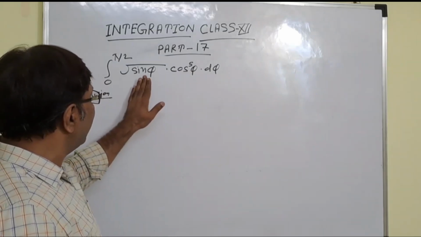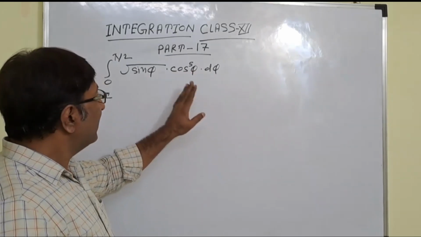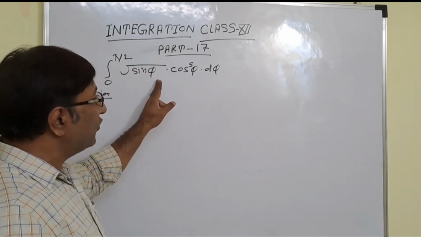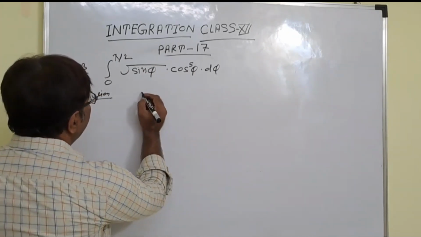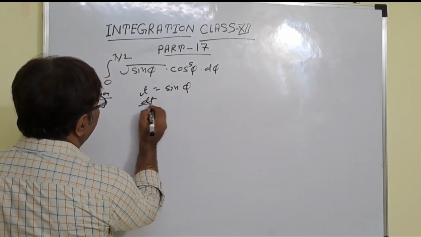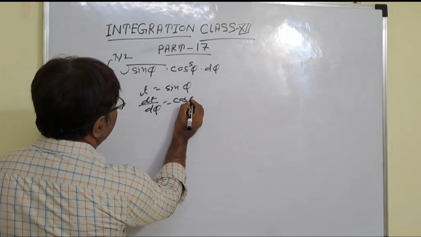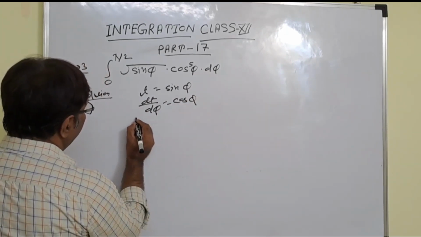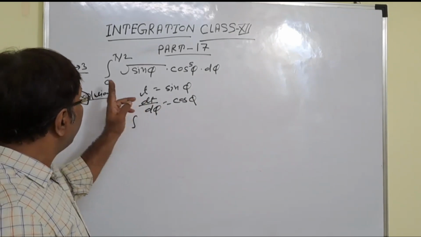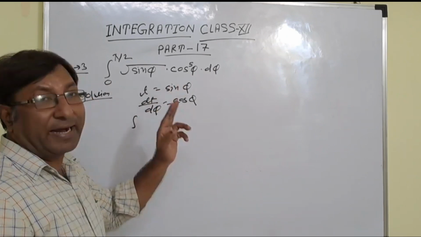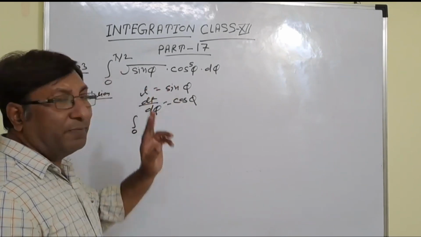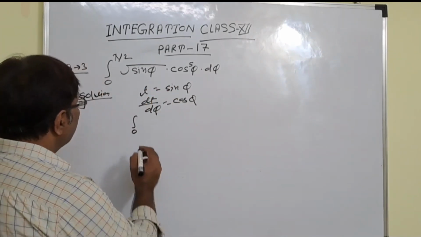Here the function is root sine phi into cos to the power 5 phi. You know the derivative of sine phi is cos phi. So just put t equal to sine phi. When we put t equal to sine phi, then we will get dt by d phi equal to cos phi. Okay. So we can write the integration from 0 to pi by 2. The lower limit is 0, so t equal to sine 0 is 0. In the same way, for pi by 2, sine pi by 2 is 1. So this is 1.